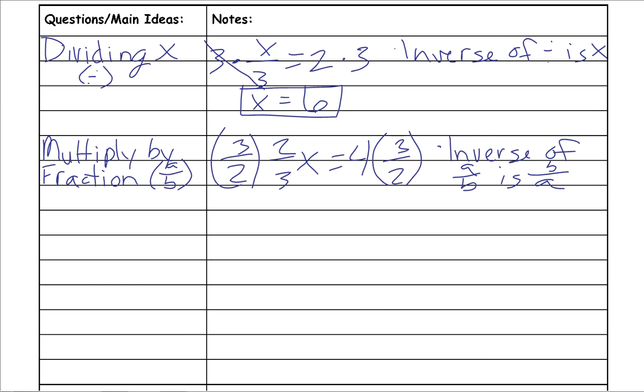3/2 times 2/3 gives you 1, because 3 times 2 is 6, and 2 times 3 is 6, and 6 over 6 is just 1. So the left cancels. And 4 times 3/2 is multiplied by looking at 4 times 3, which is 12, and then 12 divided by 2 is 6. You could put all that in a calculator as well. And our answer is x equals 6 to this problem.